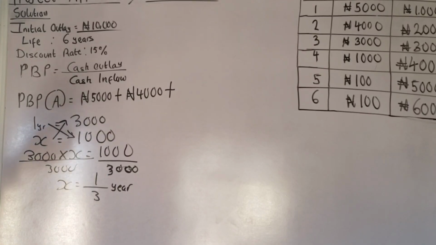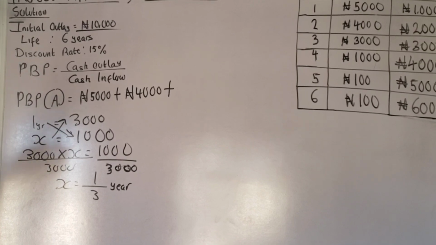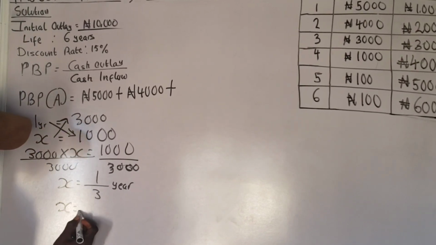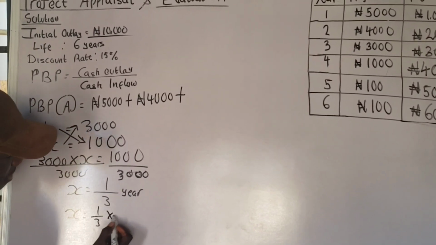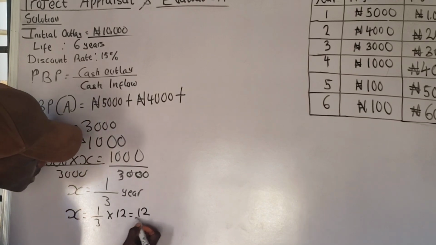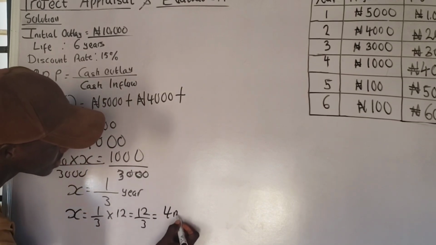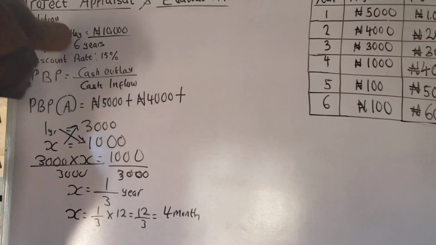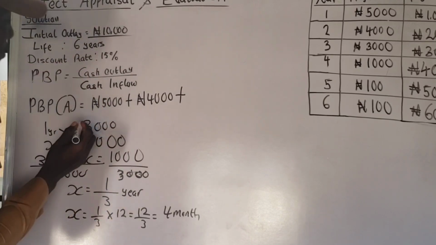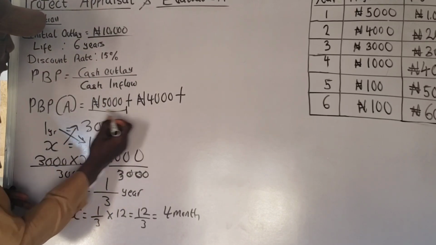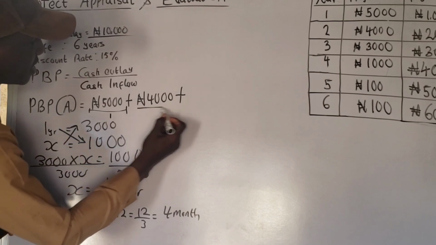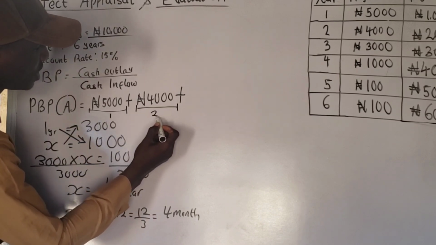In a year, we have 12 months. That means that X will be equal to what? 1 over 3 multiplied by 12, which is equal to 12 over 3, equal to what? 4 months. Okay. Do you understand? Now, this year is what? 1 year. This year is what? 2 years.